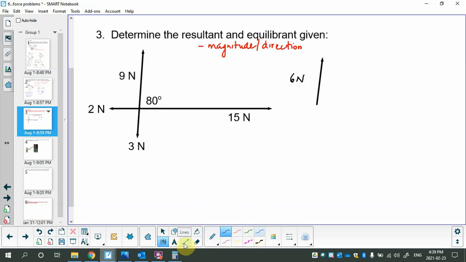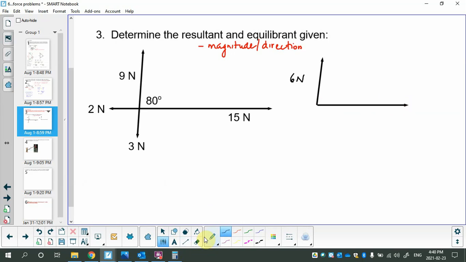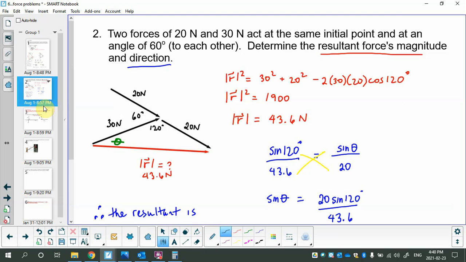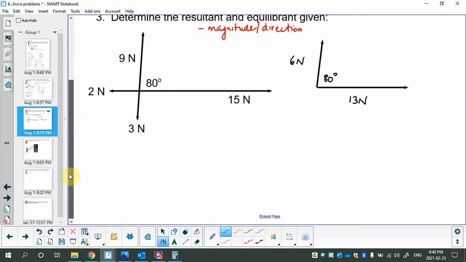And then you also have one that eventually will be acting to the right, and that will be a 13 Newton force because 2 from 15 is 13. And this corner is 80 degrees. But this present picture is not tip to tail like we had to do here. So we have to make an adjustment. And this is why I said that's not the final picture.